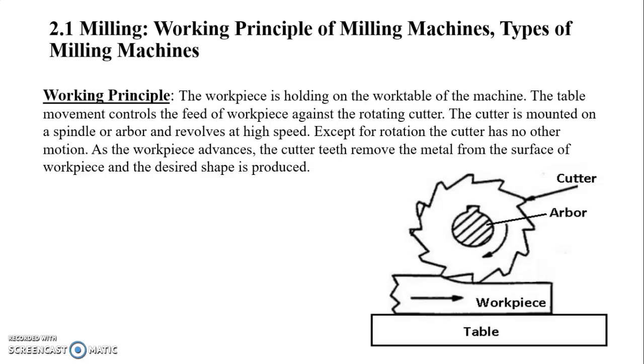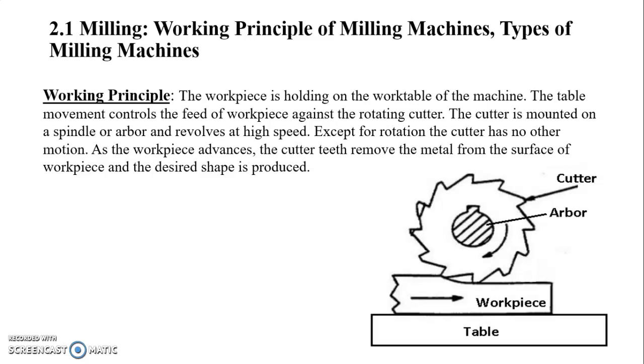In this diagram the table is shown. On top of the table the workpiece is provided, then the milling cutter is there. It has a number of points, that is, a multi-point cutter mounted on the arbor. So this is the working principle diagram. The workpiece is held on the work table of the machine. The table movement controls the feed of the workpiece against the rotating cutter.